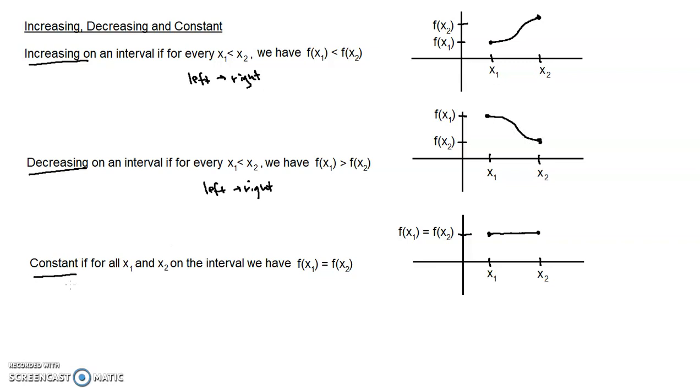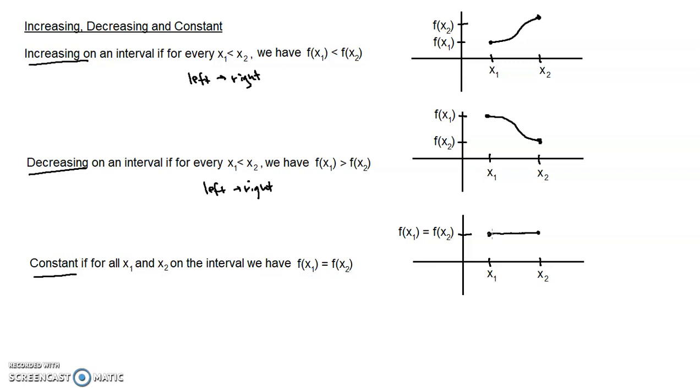Constant we don't see as much, especially in terms of functions. We do see the constant function, which is a horizontal line, but generally within a function, we almost never go completely horizontal. So this one we're not going to see as much, but it is part of the set of definitions. So we say that it's constant if for all x1 and x2 on the interval, doesn't matter what the order is, we have f of x1 is equal to f of x2. So that says for any x values in the interval, our y values are going to be the same. The y value does not change.